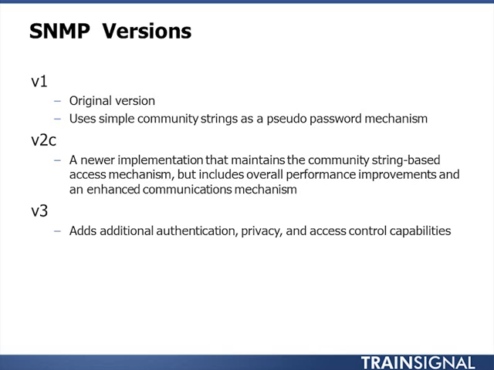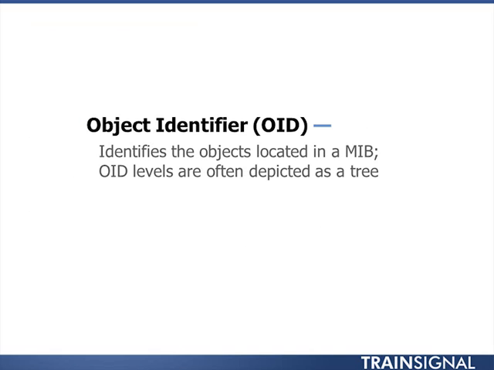Then we have SNMP version 3. This is the one where we add security. This adds additional authentication, privacy, and access control capabilities to SNMP. So, rather than just anyone being able to access the information that's on your switch or on your router, there's actually a username and password routine that has to be gone through in order for SNMP version 3 based devices to be accessed in this way. In case you're wondering, Operations Manager supports all 3 versions of SNMP. Part of SNMP is what's called an object identifier, or an OID.